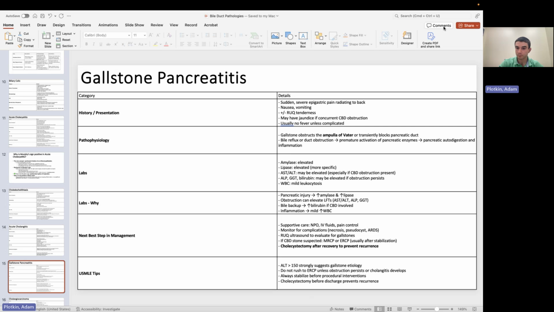Okay, almost done. Gallstone pancreatitis. So again, sudden severe epigastric pain radiating to the back, like our classic pancreatitis.